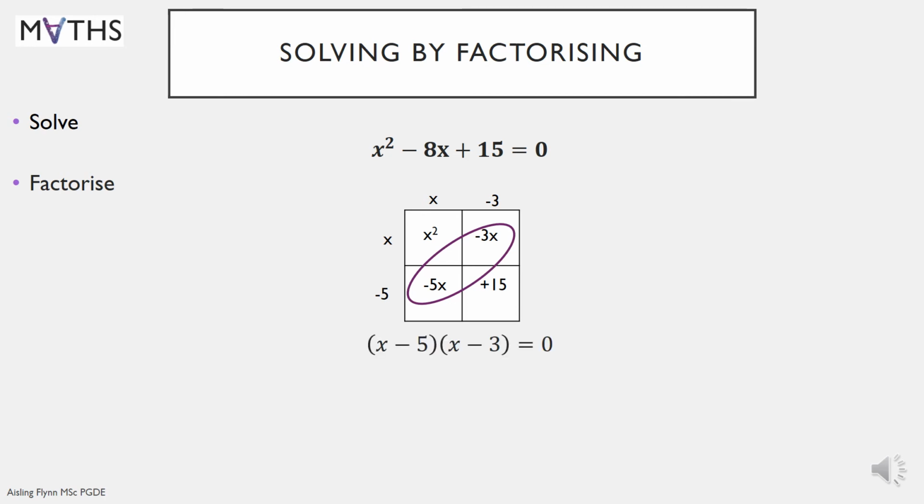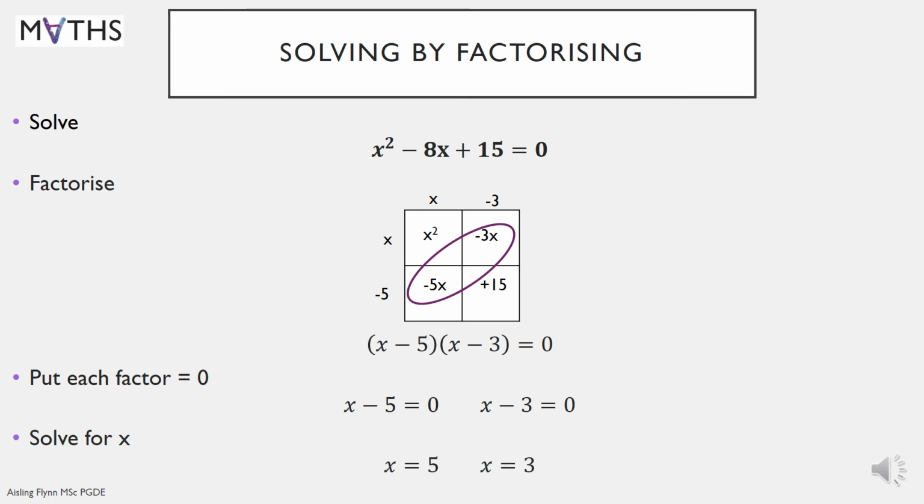And now rewrite your equation, using your factors instead. So x minus 5 times x minus 3 equal to 0. And put each factor equal to 0 now. There we go. And solve for x. Get x equals 5 and x equals 3. Again, these are known as the roots of the equation.